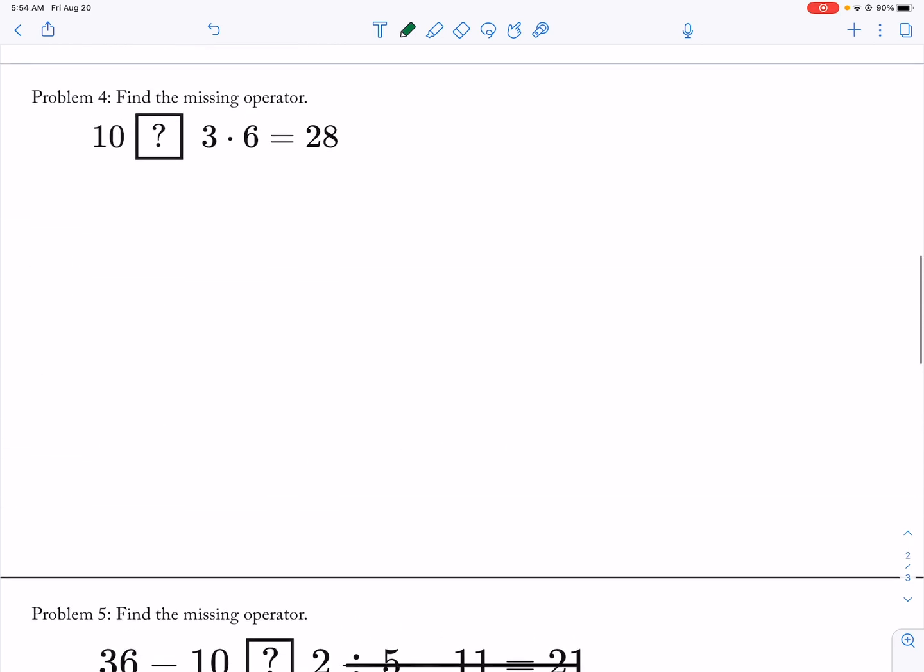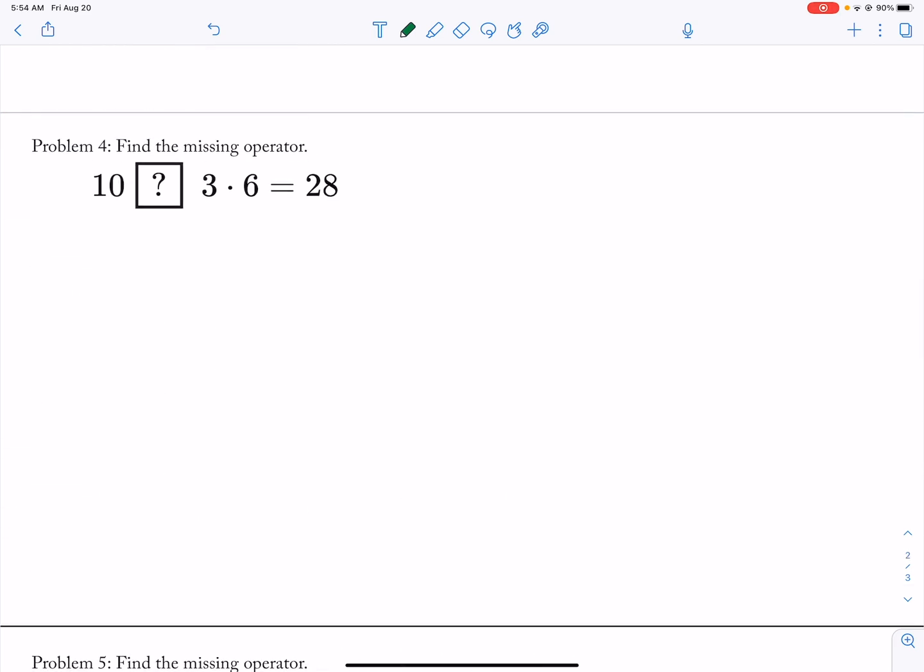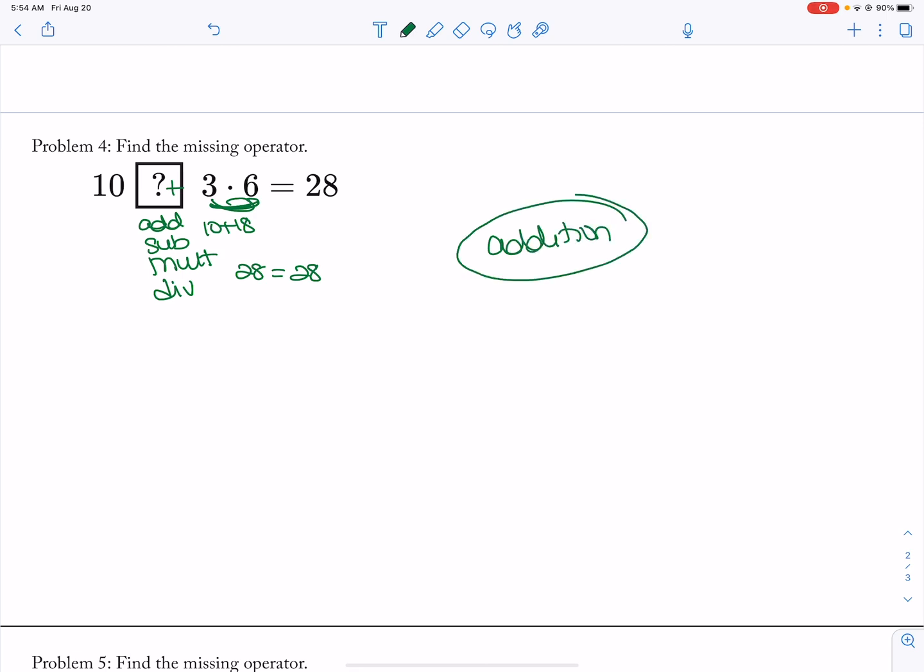I'm going to do 4 instead. So when I wanted you to find the missing operator, really what I wanted you to check was addition, subtraction, multiplication, and division. So when I plug in addition here, I do my 6 times 3 first, which is 18, and then I add my 10 from order of operations, so I get 28. So my missing operator is addition here.